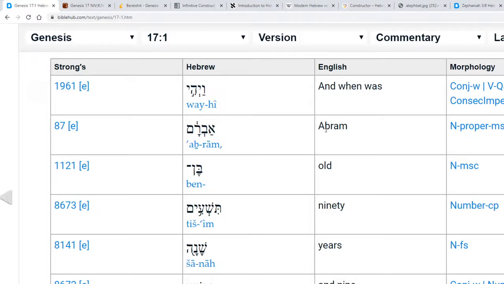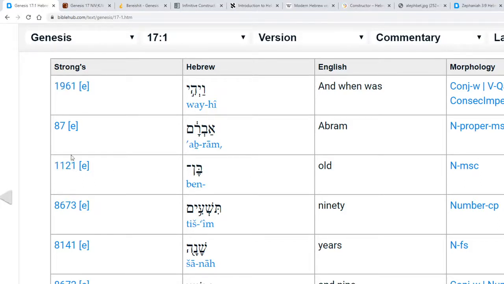Avram. So this is before Abraham's name was changed from Abram to Abraham. So it says noun, proper, masculine, singular. Okay, so Avram, noun, it's a proper noun, it's somebody's name, masculine, singular. Okay, Ben means, so Ben actually means son of.